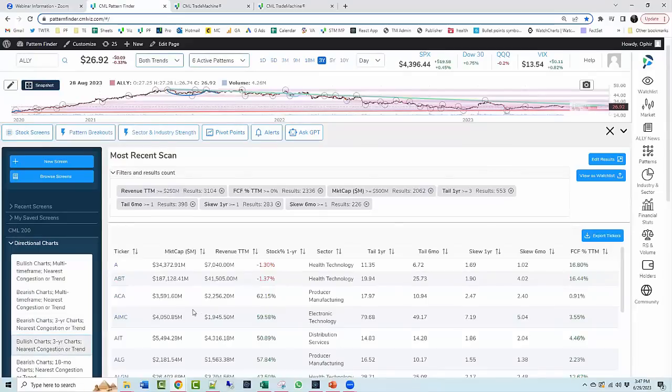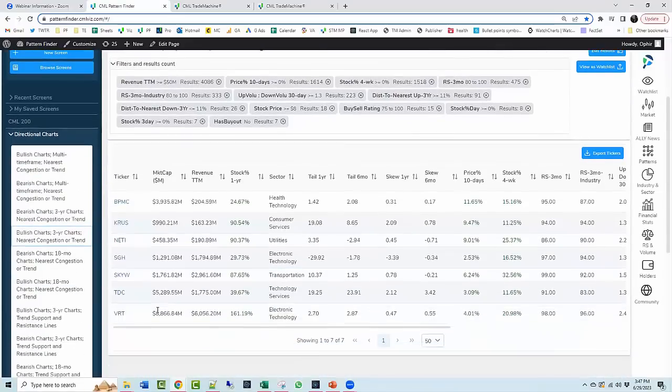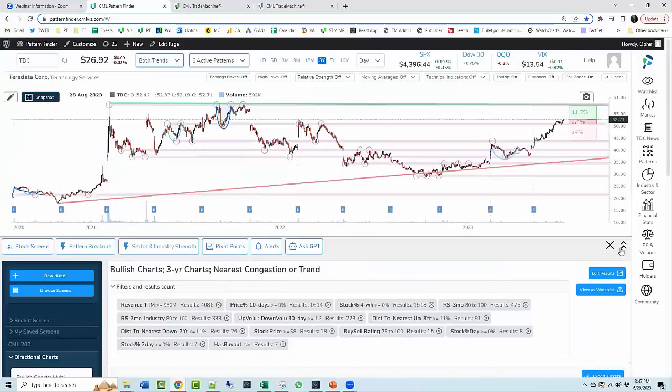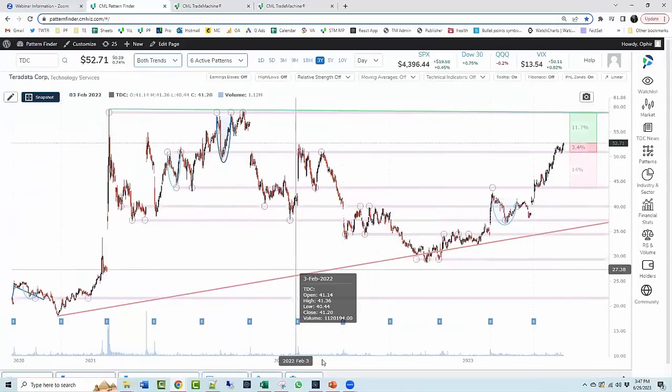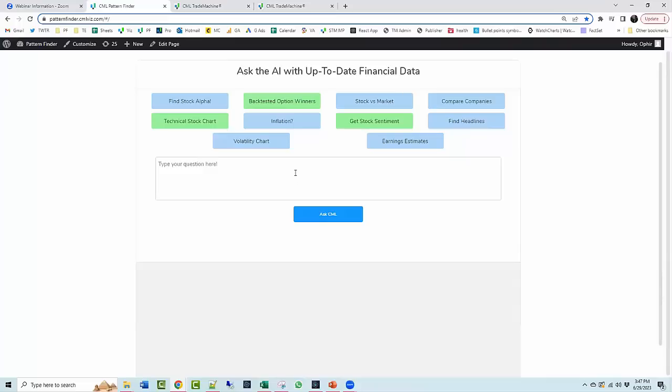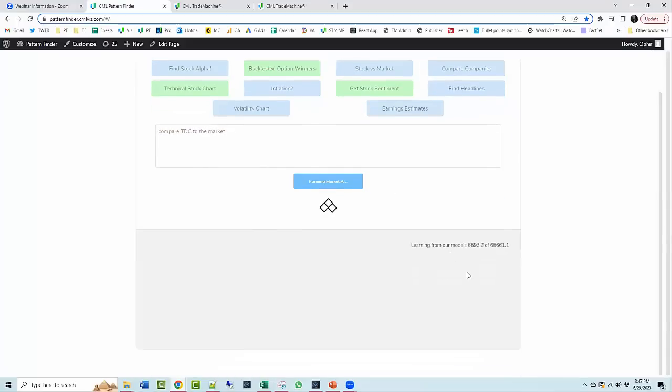When we went to our bullish charts, TDC, right? So let's say we wanted to examine TDC further. Let's go to Ask GPT. This is now giving access to both ChatGPT, but also our own AI, right? It's kind of a handshake decision tree. So compare TDC to the market. Ask. Do a little learning. Hypothetically, this will work.